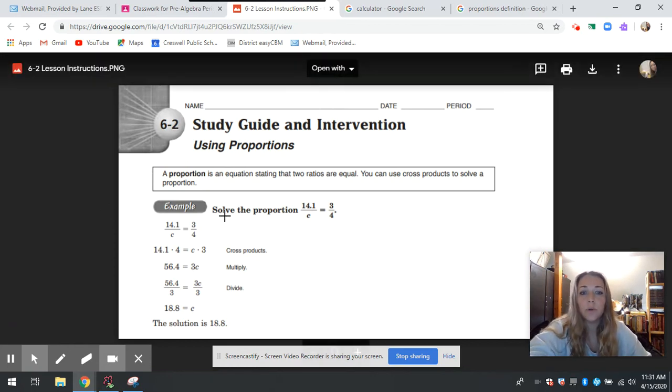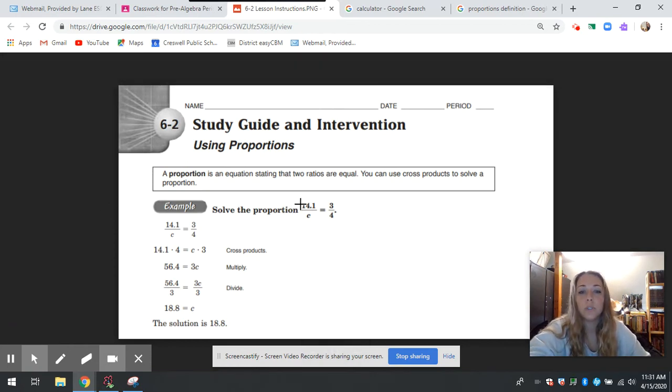Here's an example. Solve the proportion 14.1 divided by c equals 3 divided by 4. So here's our proportion again. Here is where they have found the cross products. They cross multiplied: 4 times 14.1 equals c times 3. Then they simplified it so that it is 3 times c equals 14.1 times 4, which equals 56.4.